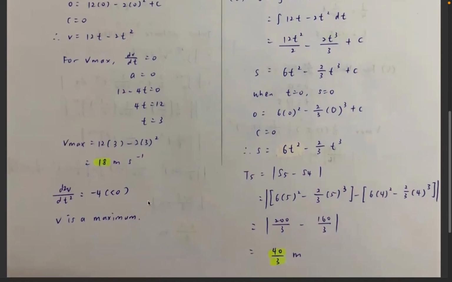After that, please prove that velocity is really maximum by doing the second order derivative. So dv/dt is 12 minus 4t. When we do differentiation one more time, we have the answer -4, which is less than 0. That means we have proven that v is a maximum.